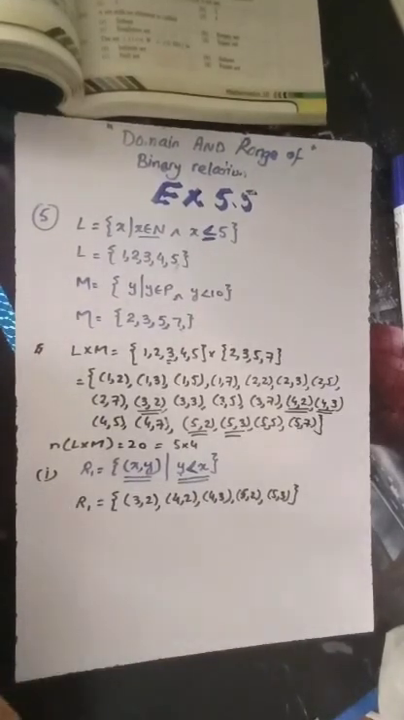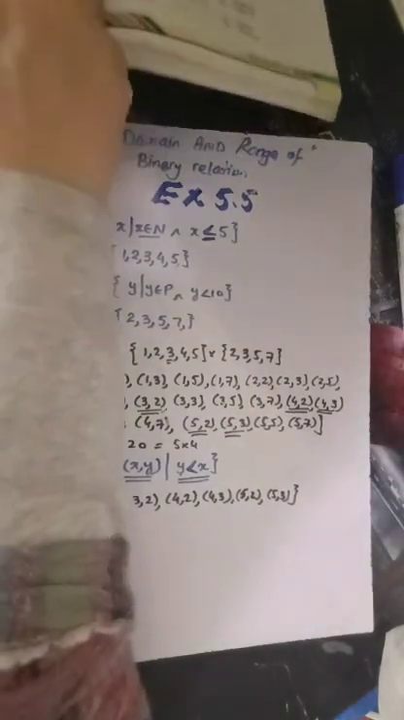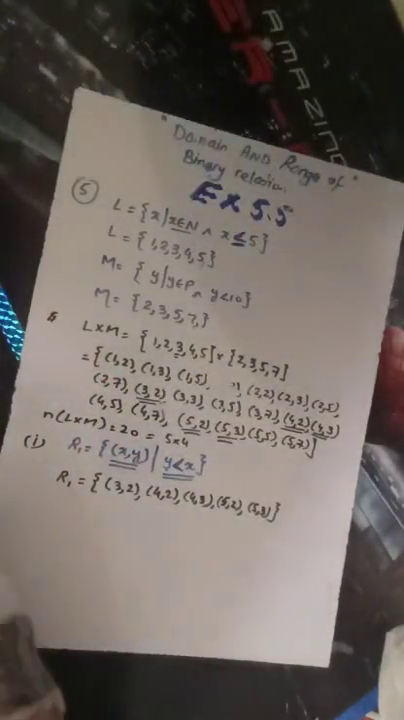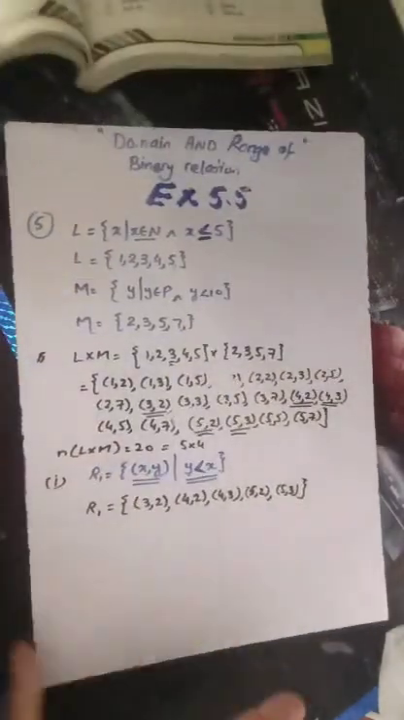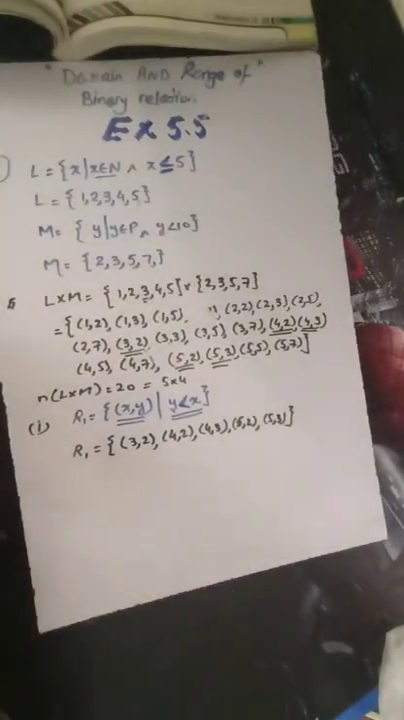In the question it is asked that you also have to write the domain. If you look at the question again, you have to find all these binary relations and write down the domain and range of each relation. So after writing the relation, I'm going to write the domain and range also, which is very easy.